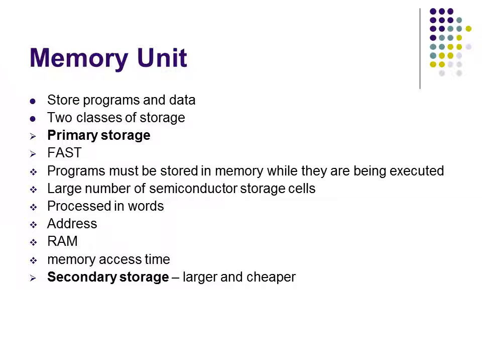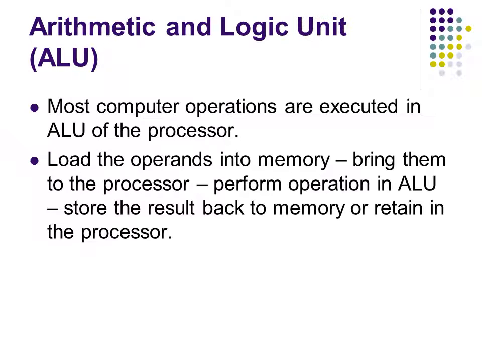The second classification of storage is secondary storage. Secondary storage is much larger compared to our primary storage, and it is also very cheap. In secondary storage we can store a large amount of information, that is, a large amount of data or a large number of programs. In secondary storage we can store infrequently used instructions. This is about the classification of primary storage and secondary storage.